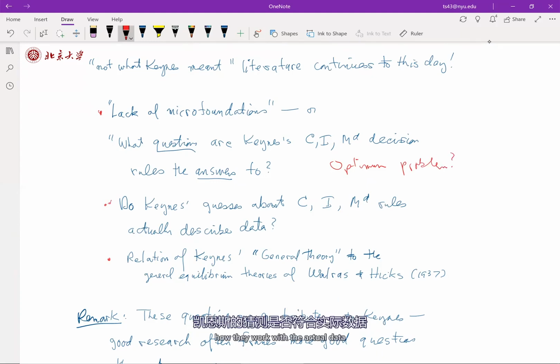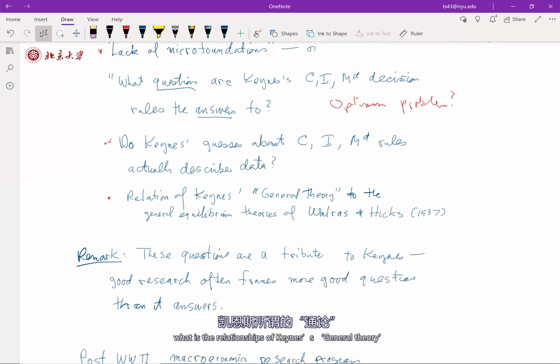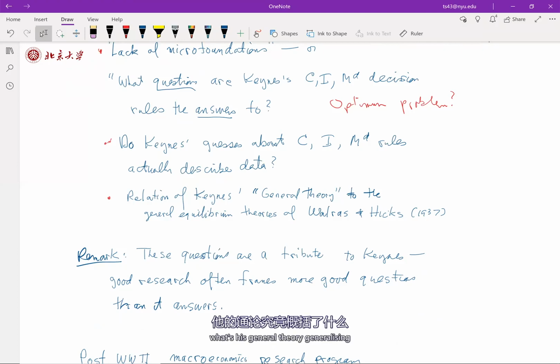Next thing is, how did Keynes's guesses work with the actual data? If you actually got some data on his consumption, investment, demand function for money rules, how would they do? And could you improve them? And then the final thing is, what is the relationship of Keynes's so-called general theory to the general equilibrium theories of Walras and Hicks? In other words, what's his general theory generalizing? If he wants to compare his endeavor to Einstein, well, Einstein told you exactly. His general theory was generalizing one of the assumptions in his special theory of relativity. What's Keynes doing relative to Walras and Hicks, the classical theory, the so-called classics? That's a good question.